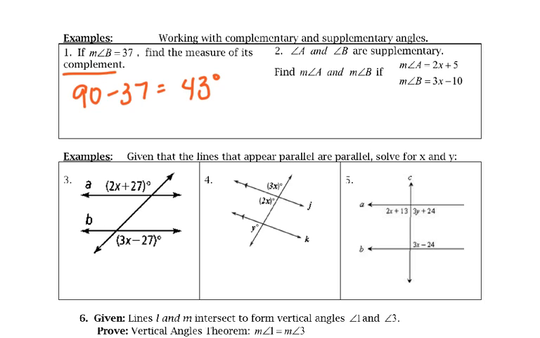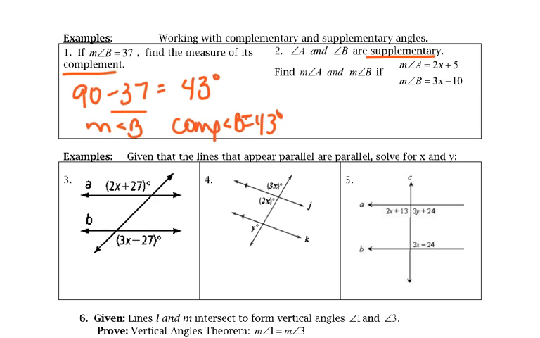There are different ways that we can write that, but sometimes what we do is write a line over and then the measure of angle B, so the complement of the measure of angle B. But it's okay if you just want to write the complement of angle B equals 43 degrees. Okay, just write it so that we know what you're talking about. Number 2, A and B are supplementary, so think about what that word means.